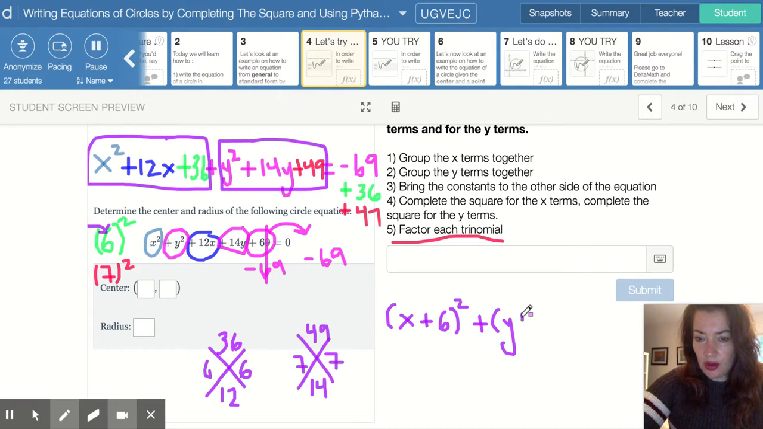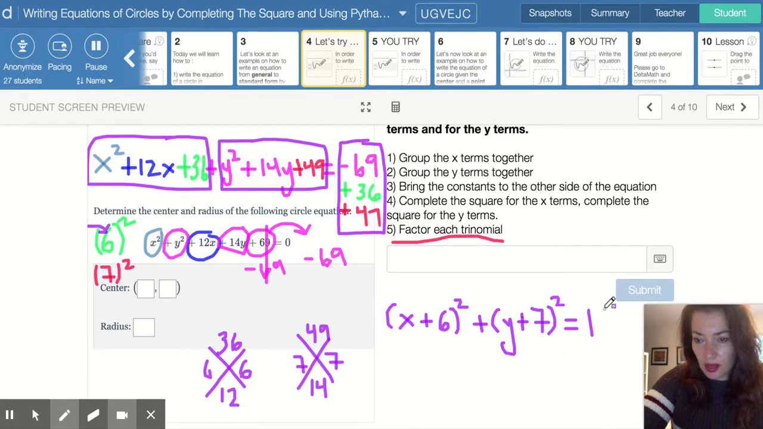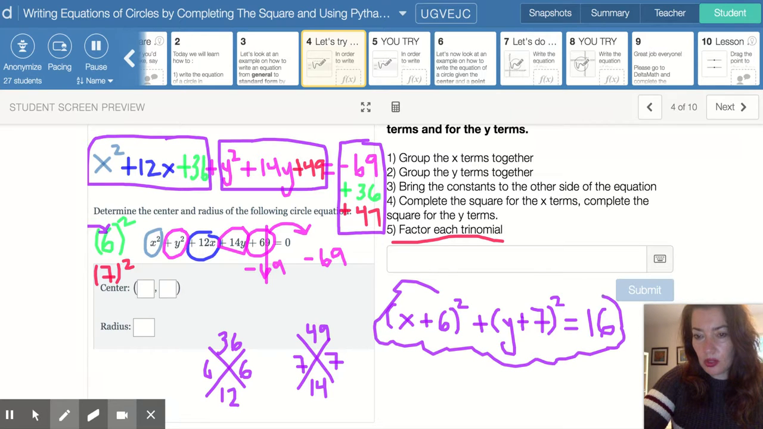So you can already see the standard form of your circle forming here because we have x plus 6 squared plus y plus 7 squared. Now the last step is to get our radius squared. That is all these three numbers added together right here. That gives us 16. So rewriting the right side, our equation of the circle is x plus 6 squared plus y plus 7 squared equals 16.